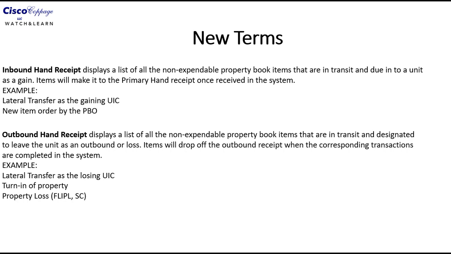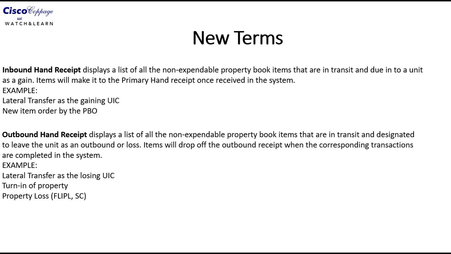The fifth new term that we will discuss is inbound hand receipt. An inbound hand receipt displays a list of all the non-expendable property book items that are in transit and due into a unit as a gain. Items will make it to the primary hand receipt once received in the system.